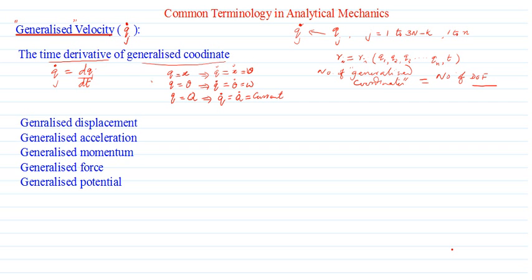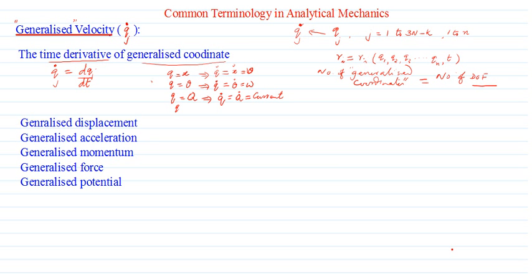So you can see that the dimensions of the generalized velocity depend on the dimensions of what? The generalized coordinate. Quite interesting results come out. That's why analytical mechanics becomes so simple, unlike the demerits of Newtonian mechanics.